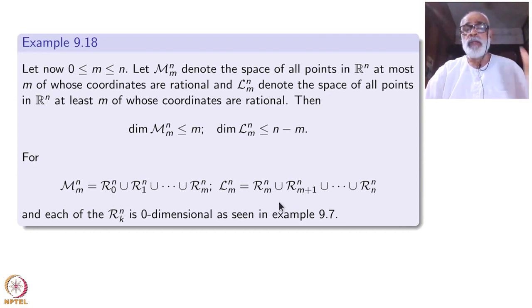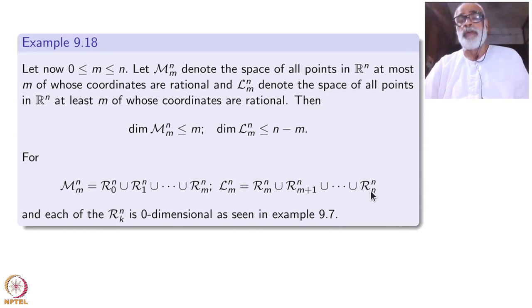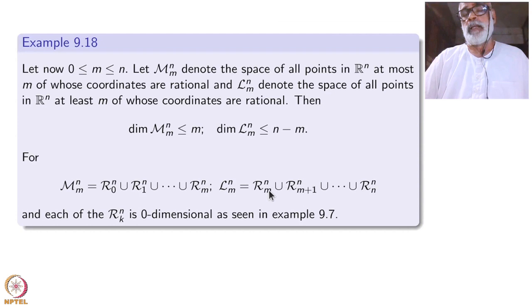Similarly, we have the other way around here. Here at least m of the coordinates are rational. So take all m are rational, then R n m plus 1, one more. How many? All of them, up to R n n. They are all, again, we have studied, they are all zero dimensional. How many are there? n minus m plus 1. Right? Therefore, the total dimension is less than or equal to n minus m.